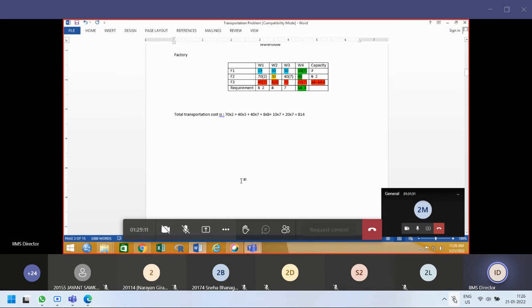Now we'll apply the third method, and that is called the penalty method, right? Third method, that is called the penalty method. Okay, now method number 3, that is Vogel's approximation method.